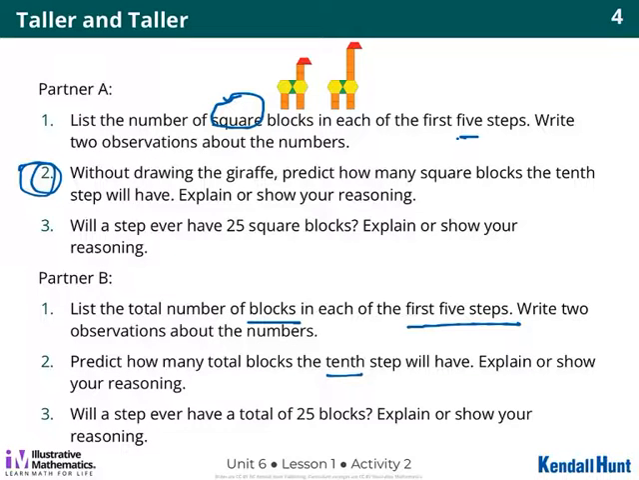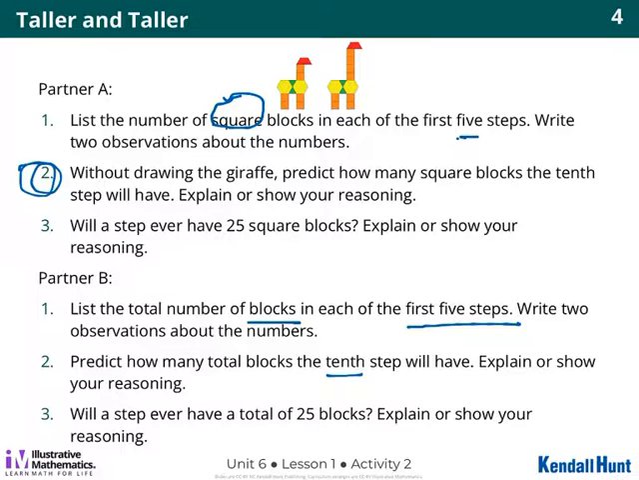Explain or show your reasoning. And then number 3, will a step ever have a total of 25 blocks? Explain or show your reasoning. All right. Do we know what we're doing? Yeah. Okay. Probably about 10-ish minutes, and then we'll meet back here and talk about it.